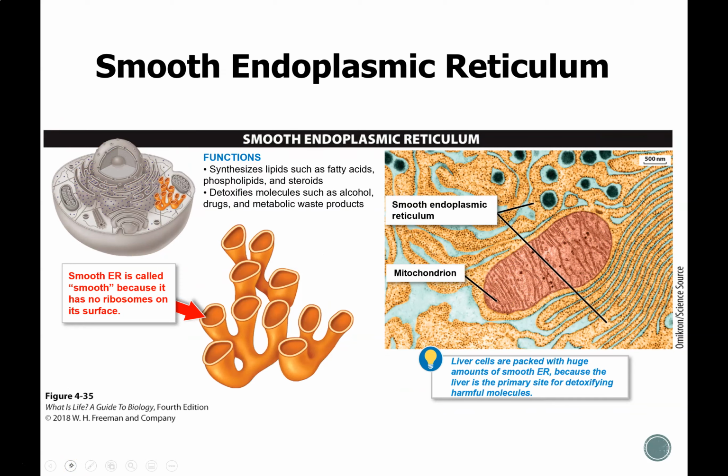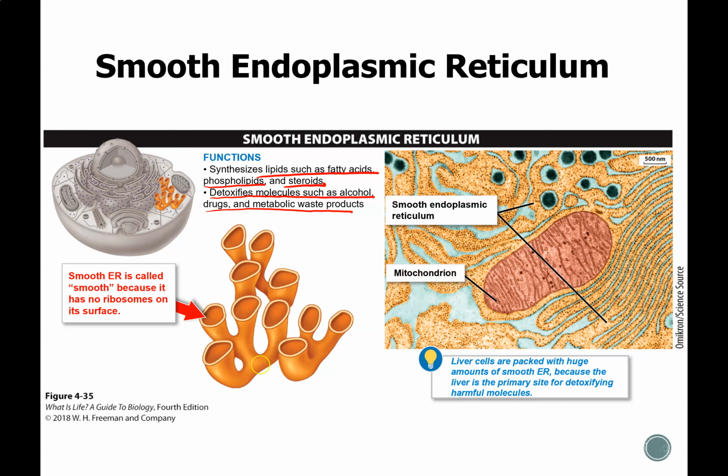The smooth ER has a similar function but produces different molecules. So the function of the smooth ER is to synthesize lipids such as fatty acids, phospholipids, which make up our phospholipid bilayer, and steroids. So both parts of the endoplasmic reticulum work in synthesis or modification, but they are making different molecules. And here we are making the fatty molecules, the lipids.